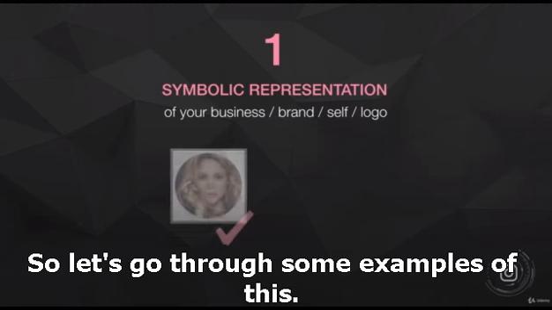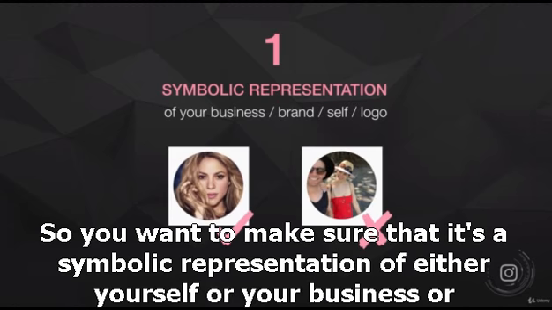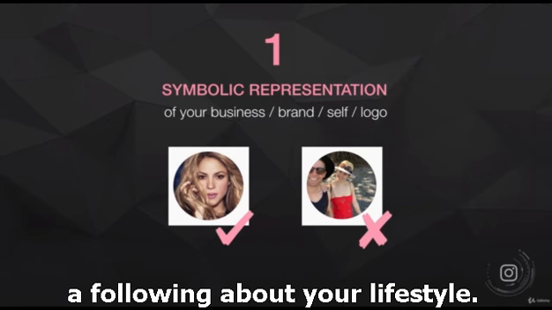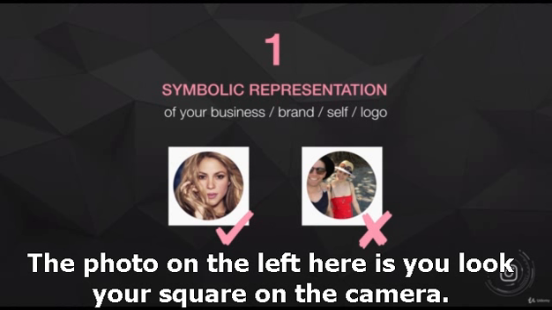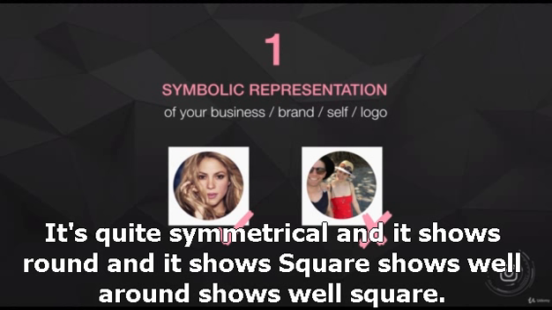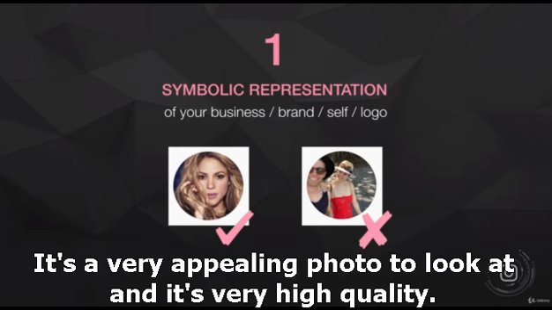So let's go through some examples of this. So you want to make sure that it's a symbolic representation of either yourself or your business or your brand or your logo. So you can see here if this is a personal page and you're a girl and that you have a following about your lifestyle, the photo on the left here is you're square onto the camera, you're close up to the camera, it's quite symmetrical and it shows round and it shows square. It shows well round, shows well square. It's a very appealing photo to look at. And it's very high quality.